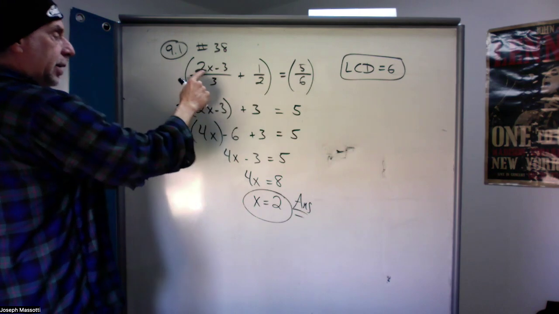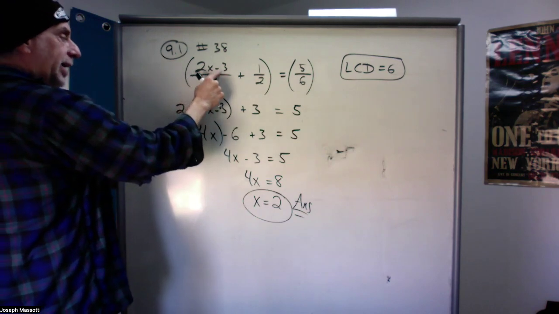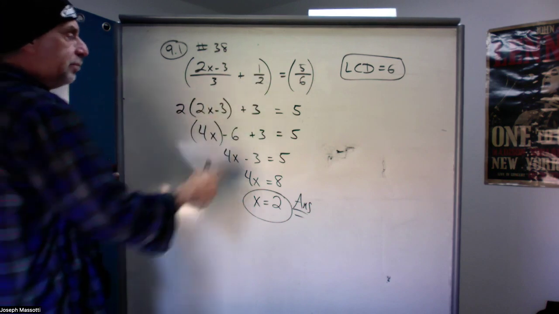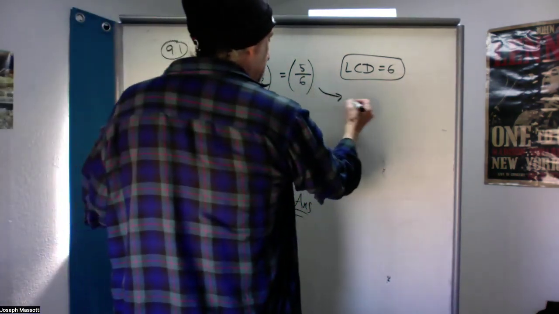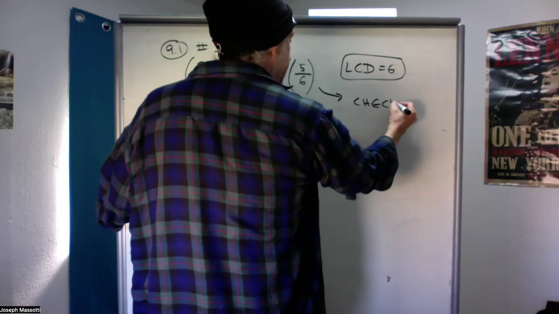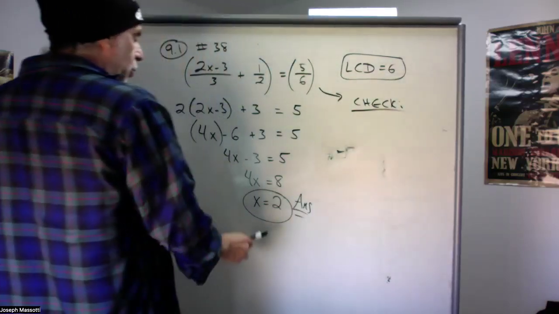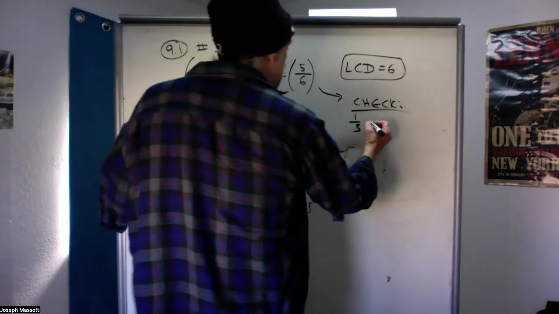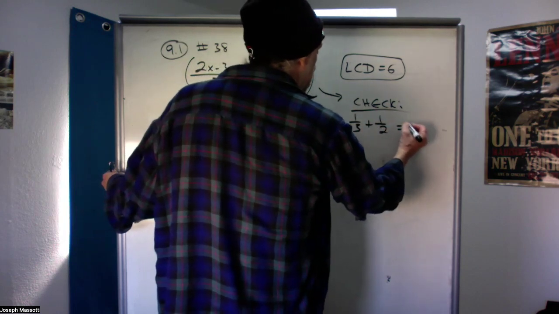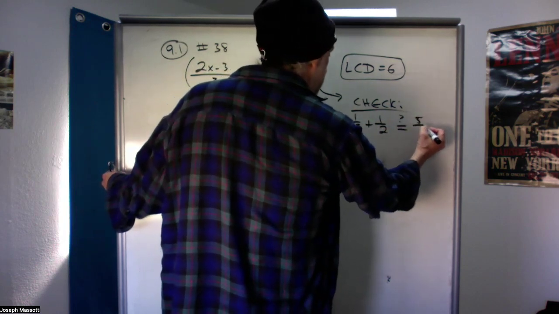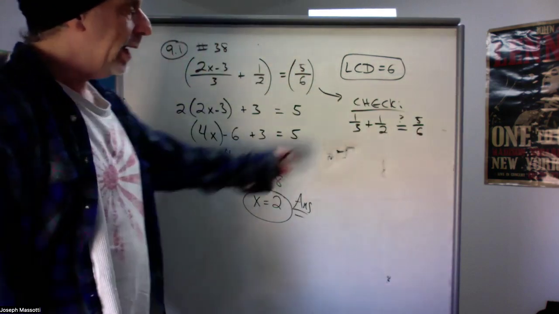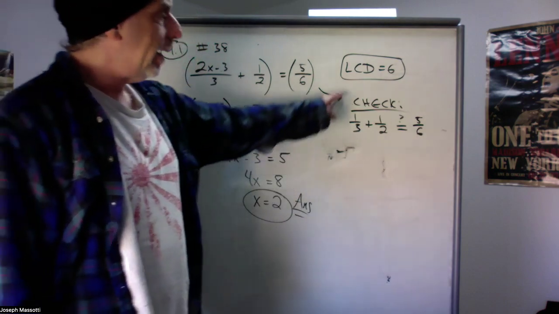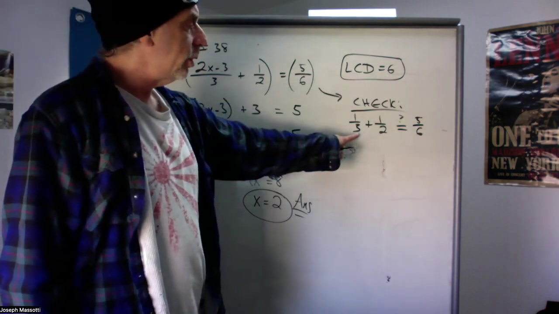If we put a 2 into the equation here, we get 4 minus 3, or 1/3, plus 1/2. So the check, let's write it out over here so we can see it. When we check it, we're going to get 4 minus 3, or 1/3 plus 1/2. And we want to know, does that equal 5/6? Well, we have to get a common denominator to add these two fractions, right? And the least common denominator, again, choose the largest number, 3.